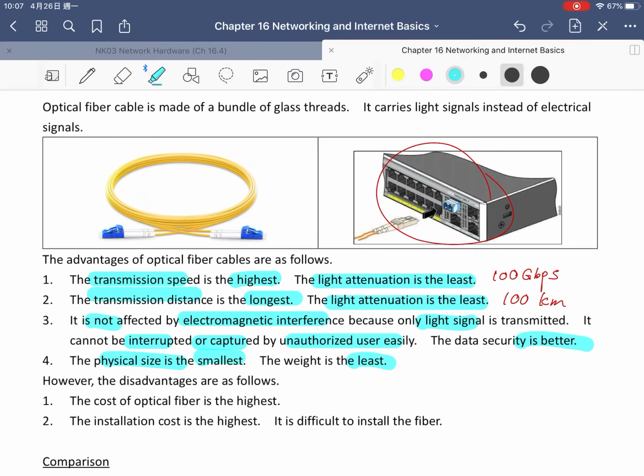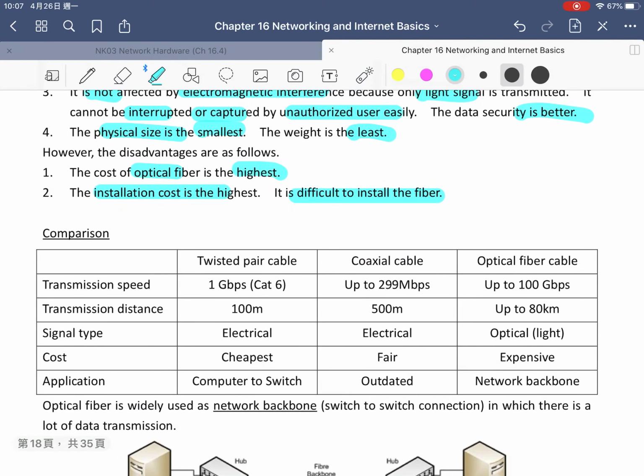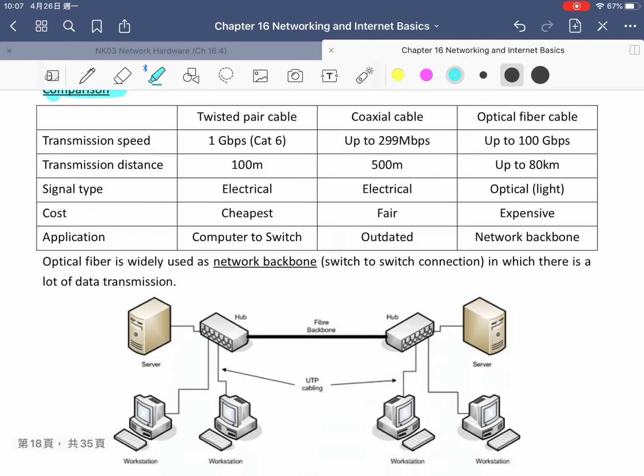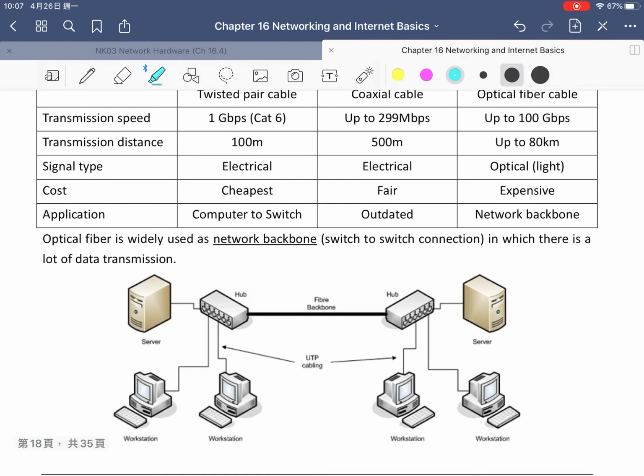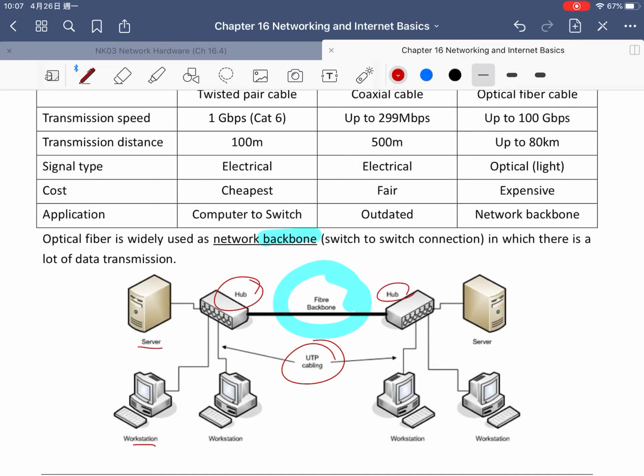The weight is least. But the problem is the cost is the highest, and the installation cost is higher also. It is difficult to install the fiber. There is a comparison. Normally, the optical fiber is widely used in the network backbone only. This is the backbone. To save the cost, for connecting the computer to the hub or switch, we use the UTP cable to save the cost.